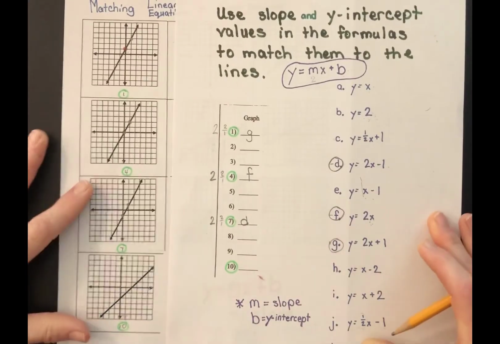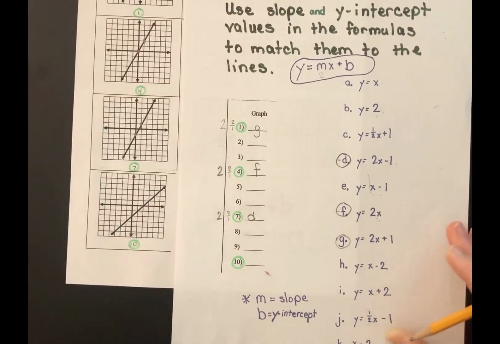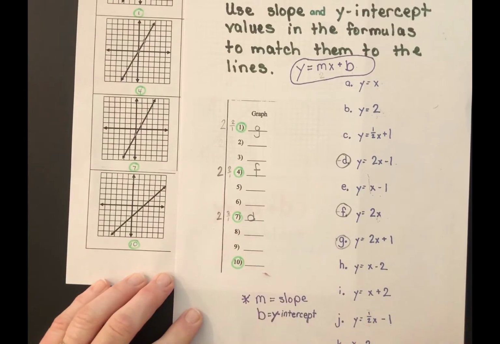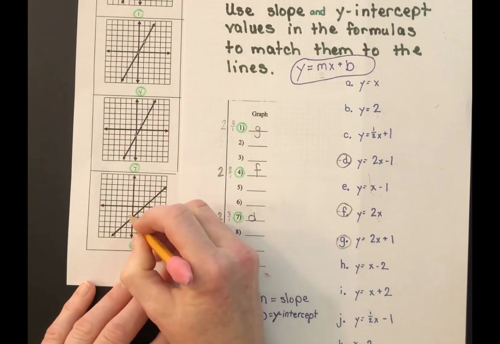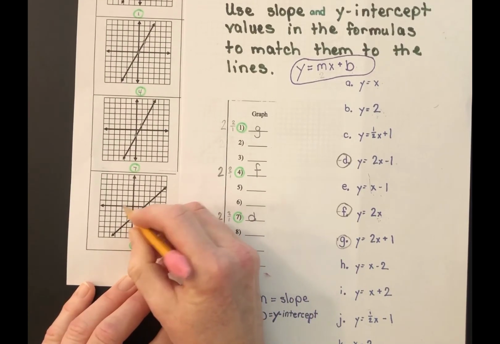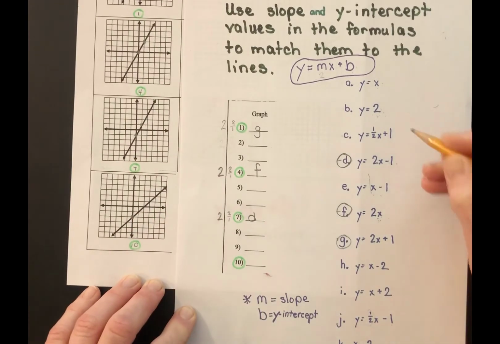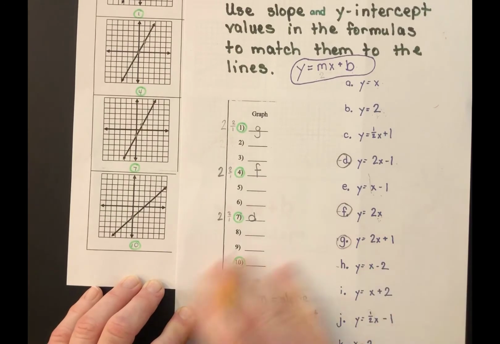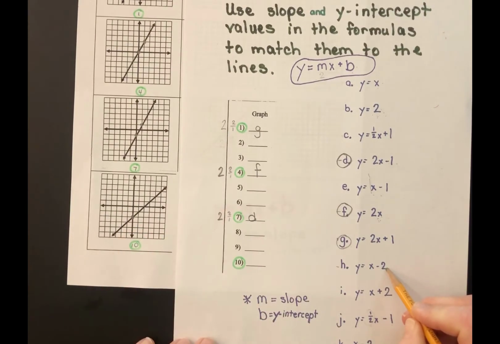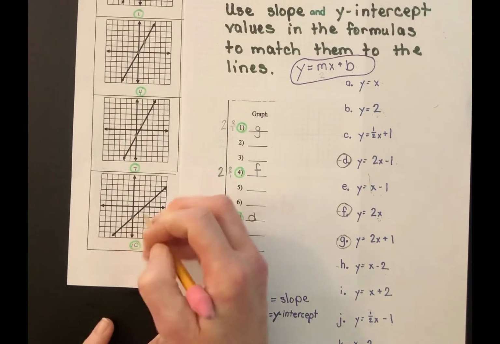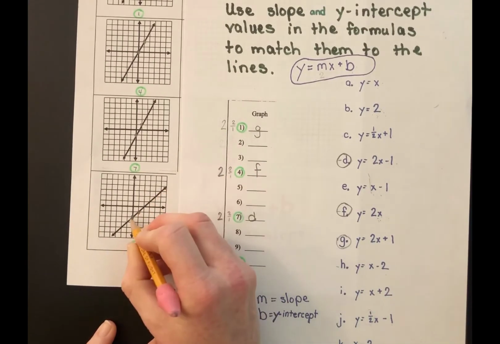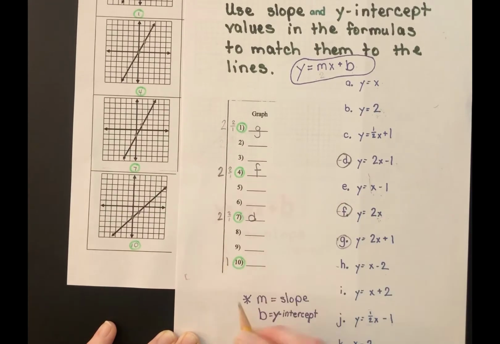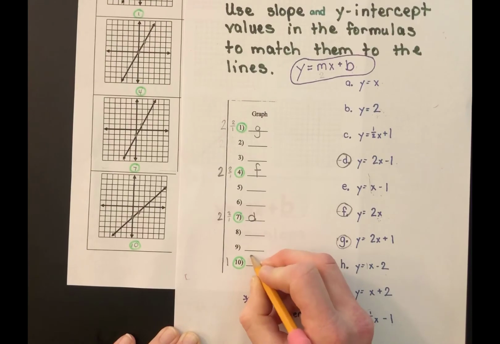And finally, number 10. Our y-intercept is down below the x-axis, so it's -2. See where we're subtracting 2. Well, looks like H is our only possibility. Let's make sure that's correct. So here's a point, 1 over 1, so the slope is 1. Okay, so it's H.